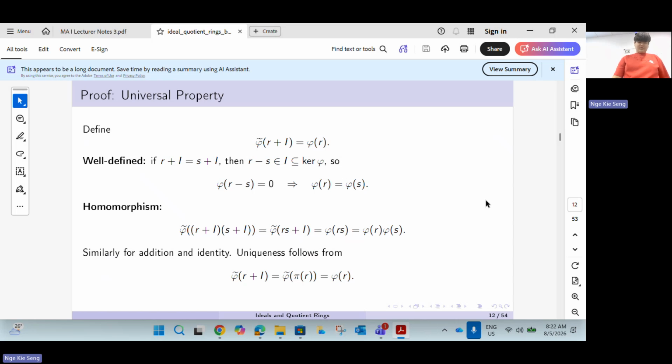Then we prove this. We want to check that it is well defined and a homomorphism. Well-definedness is similar, so we skip this. But we want to check the homomorphism. The multiplication is the same, because by definition phi tilde composed with pi sends r to phi of r.